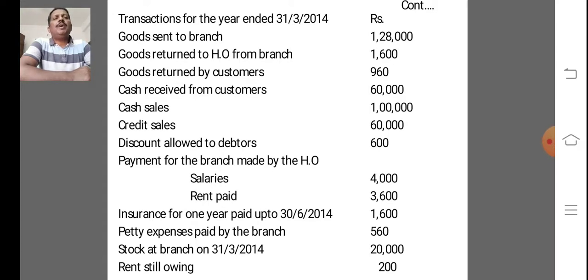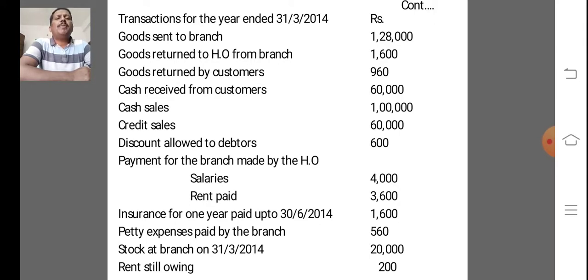Goods returned by customers 960. Cash received from customers 60,000. Cash sales 1 lakh. Credit sales 60,000. Discount allowed to debtor 600. Payment for the branch made by the head office: salary and rent paid is equal to 4,000 and 3,600 respectively.